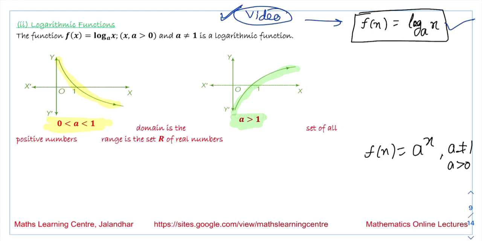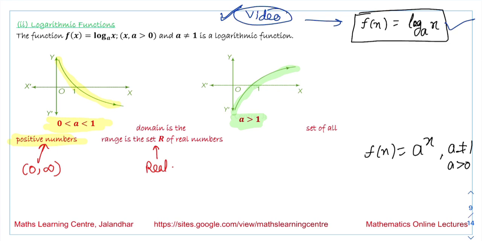So in this case we are saying that the domain is the set of all positive numbers. The domain of this function is the set of all positive numbers, it is 0 to infinity, and the range of this function is all real numbers.